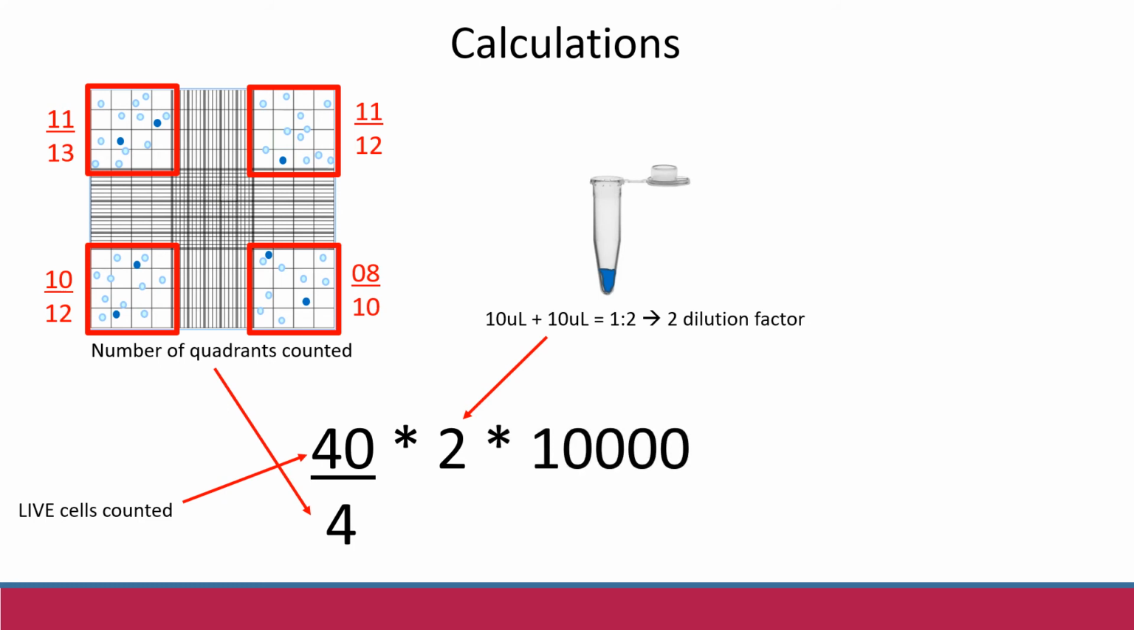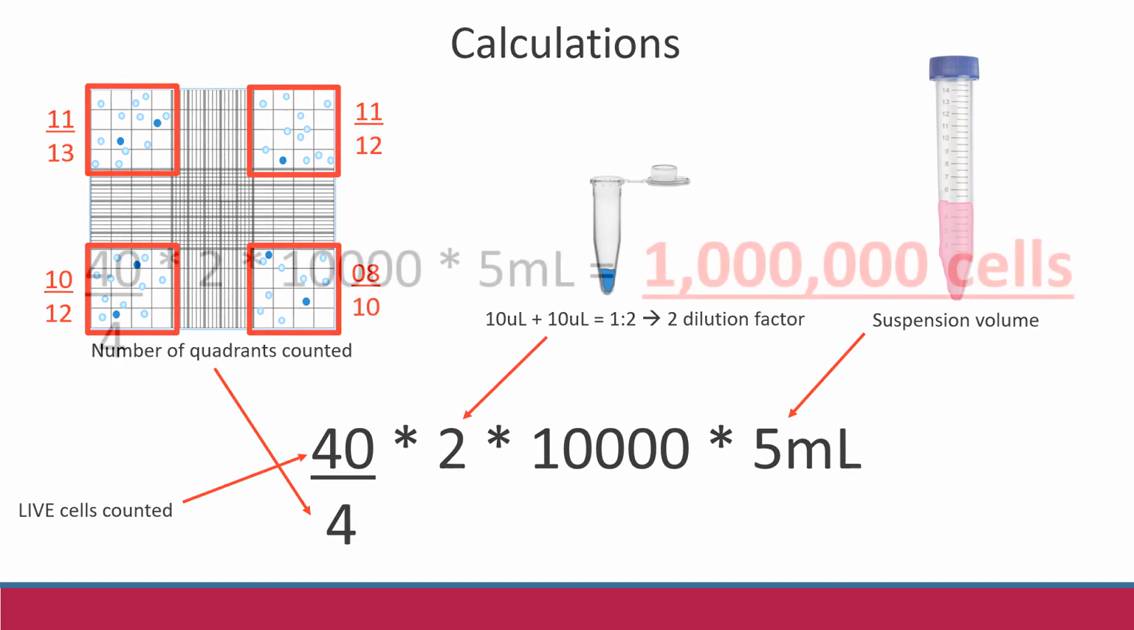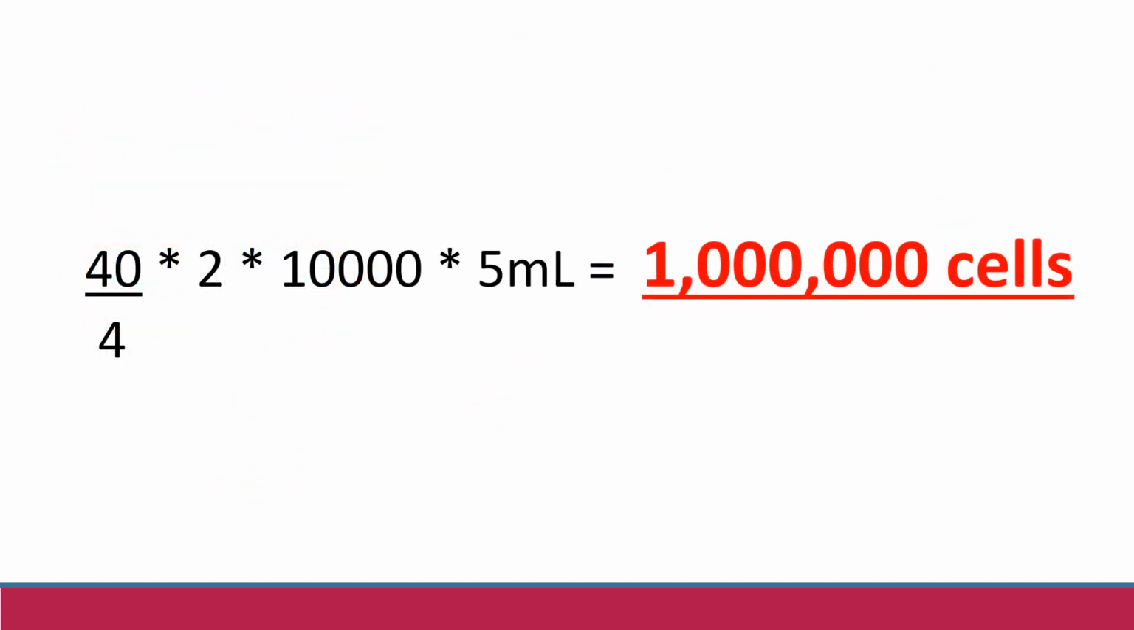Step 3. Multiply this number by 10,000. This will give you your cell concentration in cells per milliliter. Step 4. Multiply the concentration by your suspension volume to get a total cell count. In this case, our volume is 5 milliliters. For this example, we have 1 million cells, or 200,000 cells per milliliter. This cell count can now be used to plate and seed cells at a specific density.